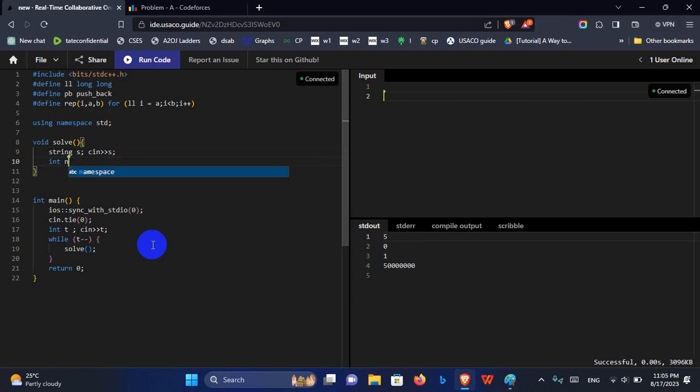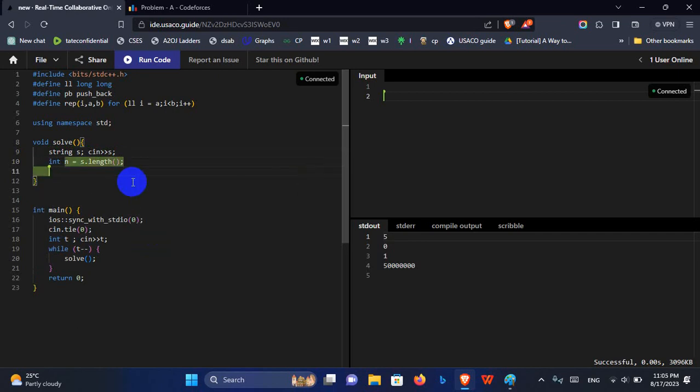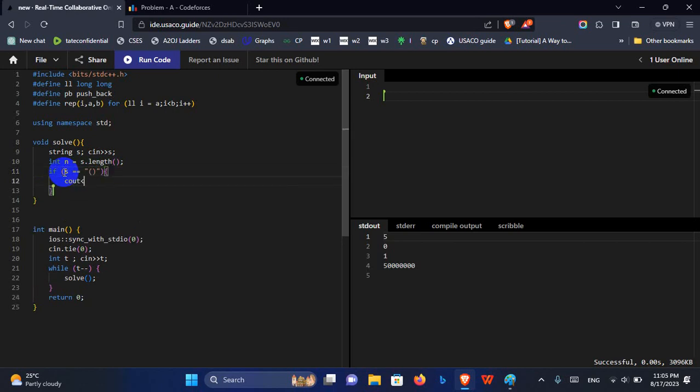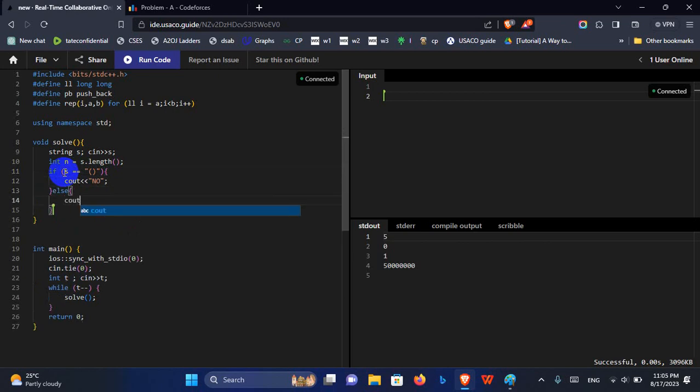So first we need one string S, then a long integer n equals the length of this s. Now if s equals this, then the answer would be no, otherwise, as I mentioned before, it's always yes.